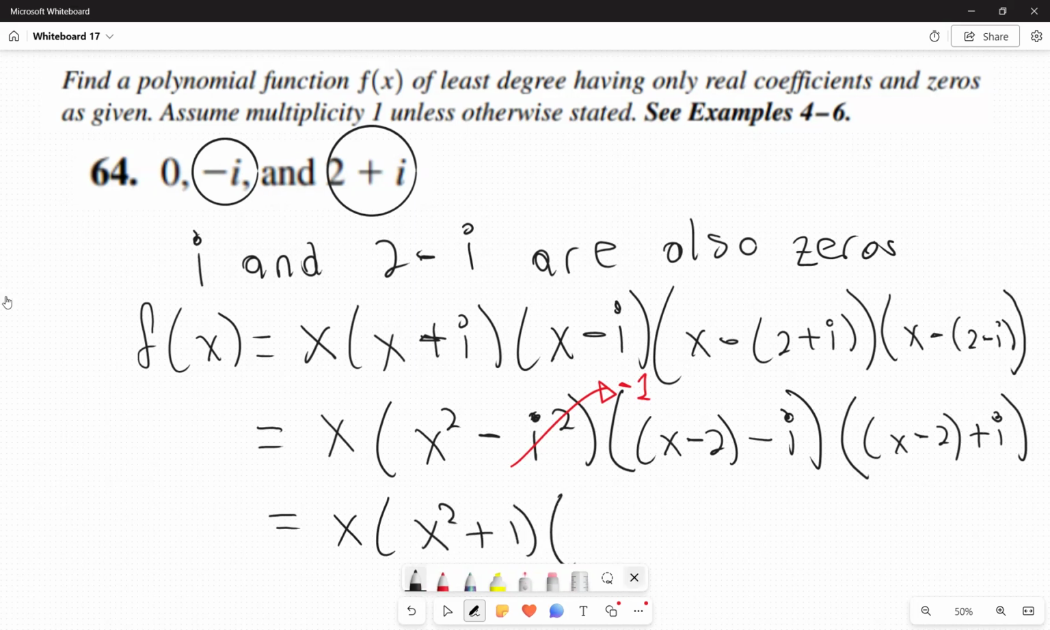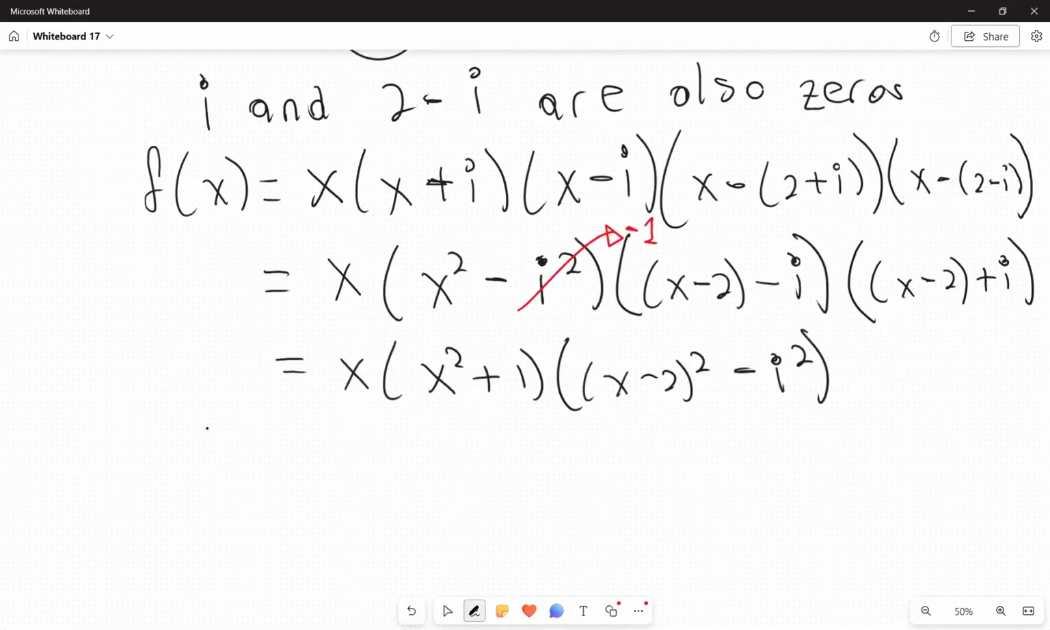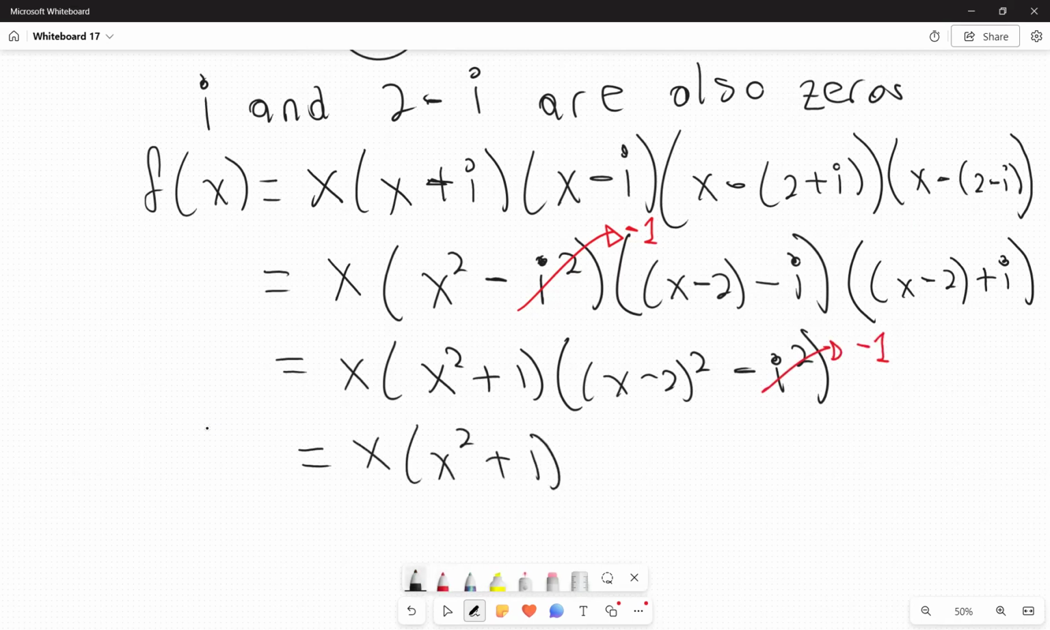I'm going to treat this as the product of a sum and a difference. So that's going to be x minus 2 squared. And then minus i squared, where i squared is -1. So minus minus is plus. And I have x squared plus 1. And then I have the square of this binomial. The square of x minus 2 is x squared minus 4x plus 4. And then minus -1 is going to be +1.